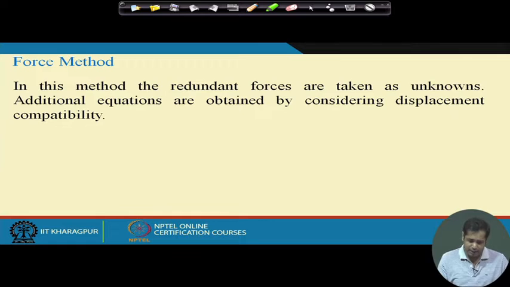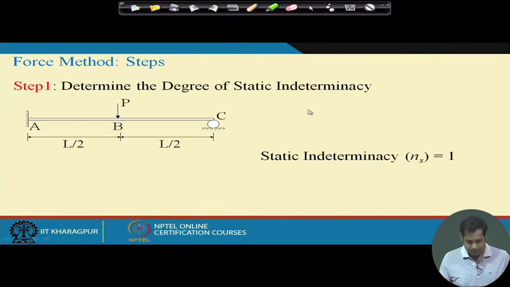Let us summarize the different steps involved in the force method, and the steps are, let us take the same example that we analyzed in the last class. The first step is, once we have any statically indeterminate structure and we need to solve it using the force method, the first thing we need to identify is the static indeterminacy of the structure. We know how to determine static indeterminacy for beams, for frames and for trusses as well.